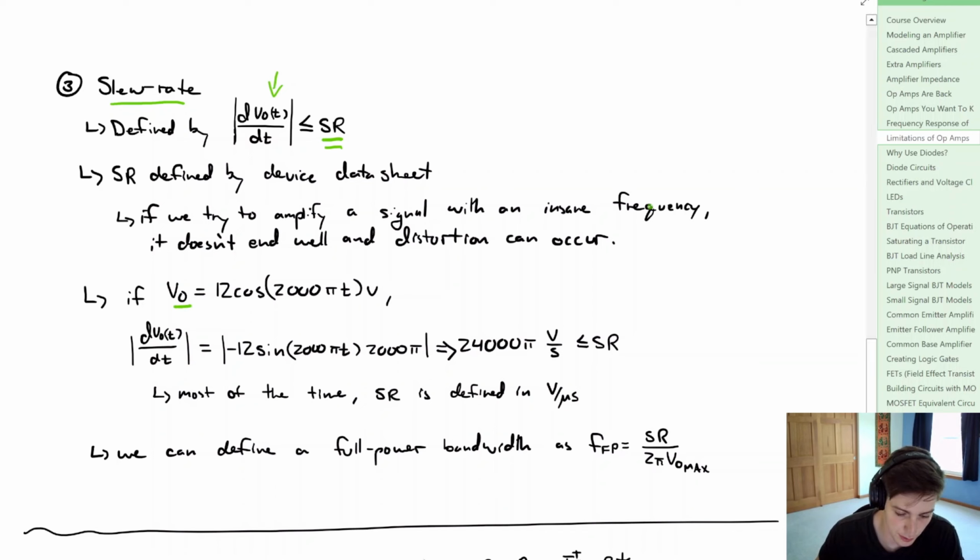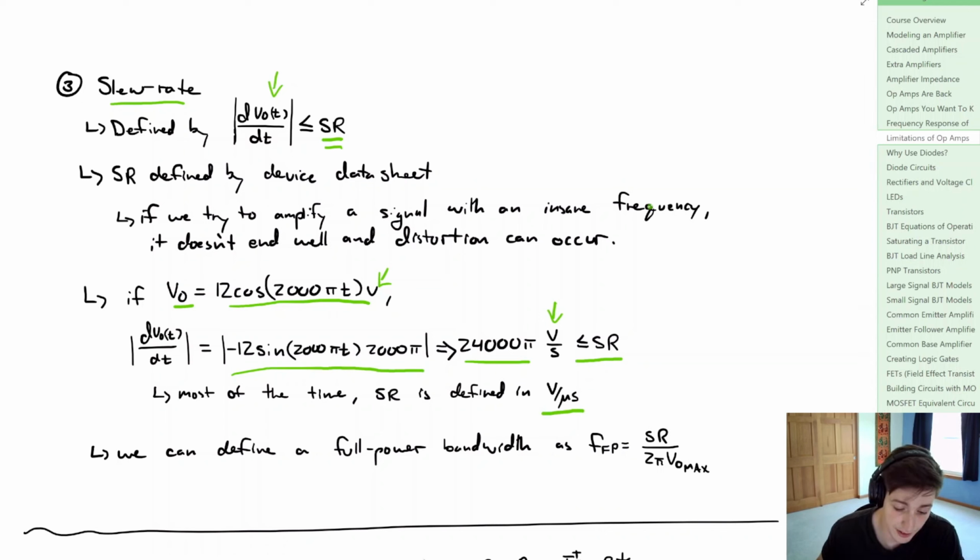So let's say our output voltage is 12 cosine of 2000 pi t, and obviously that unit is volts. If we take the magnitude of the derivative of the output voltage, we have this term here, which we can simplify to 24,000 pi, and the unit for that is volts divided by seconds. Now again, that needs to be less than or equal to the slew rate, and most of the time the slew rate is given in the datasheet by volts divided by microseconds, so you may need to convert.